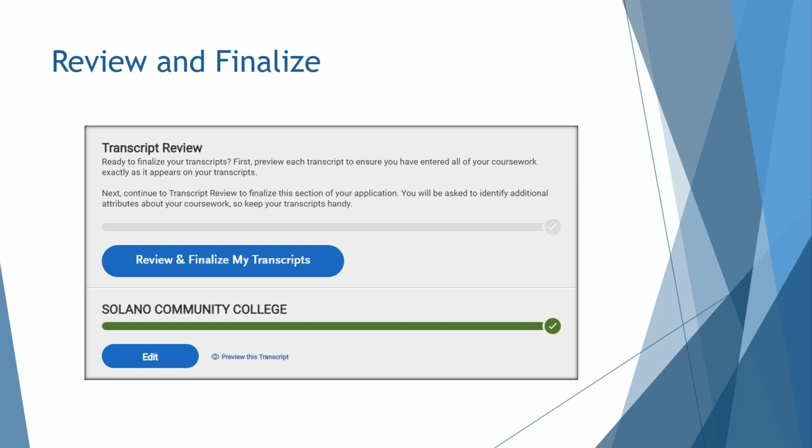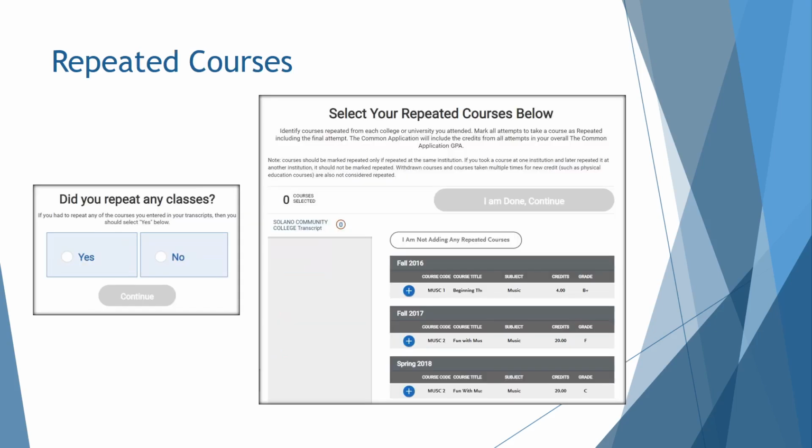Once you have entered everything into your course entry, you will be asked to review and finalize your transcripts. You will be asked a series of questions about your academic history. You will need to select any courses you have repeated. In the example, you can see that this student took Music 2 twice. To select both courses, click the plus sign next to the course. Do this for any and all classes that you have repeated.